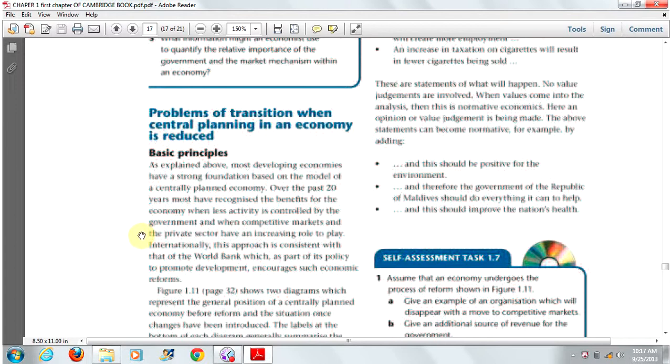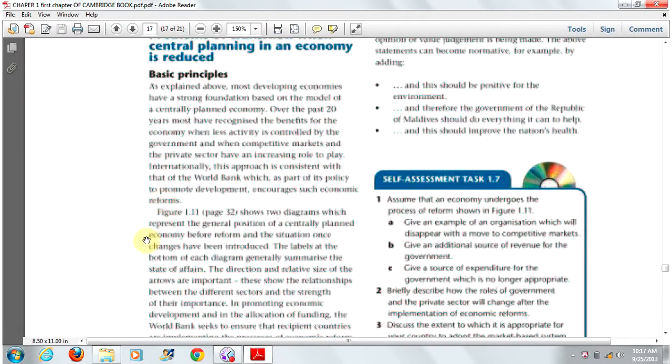Figure 1.11, page 32, shows two diagrams which represent the general position of a centrally planned economy before reform and the situation once changes have been introduced. The labels at the bottom of each diagram generally summarize the state of affairs. The direction and relative size of the arrows are important. These show the relationship between the different sectors and the strength of their importance in promoting economic development and allocating funding. In its funding, the World Bank seeks to ensure the recipient countries are implementing the process of economic reform shown in this figure.